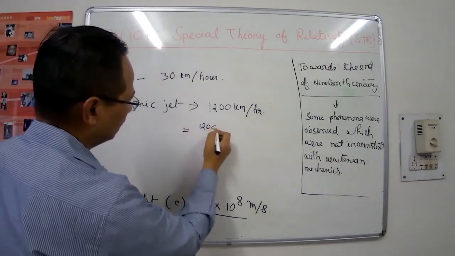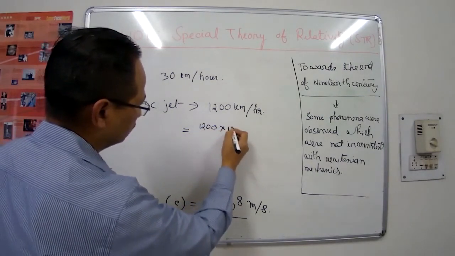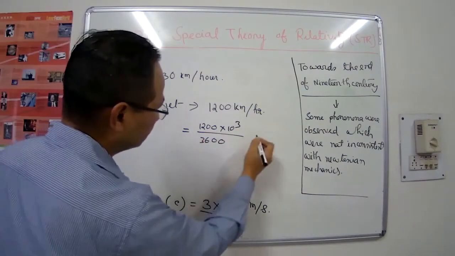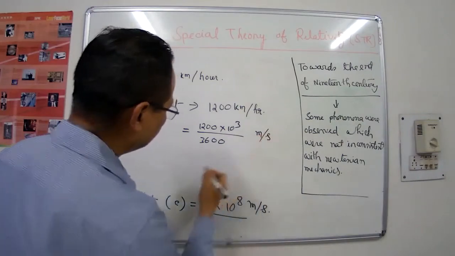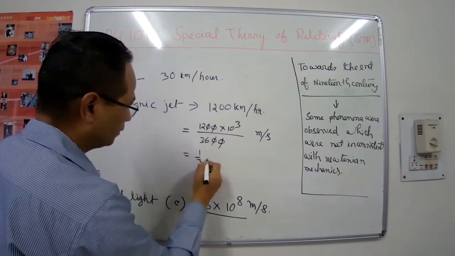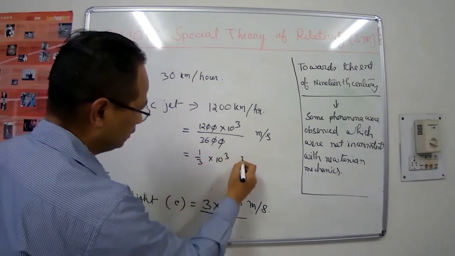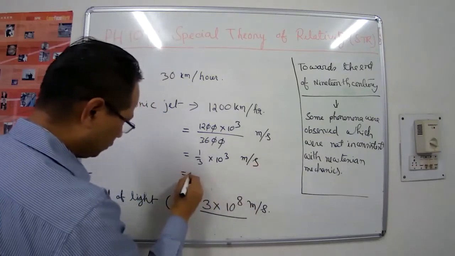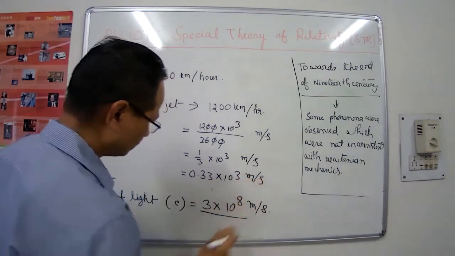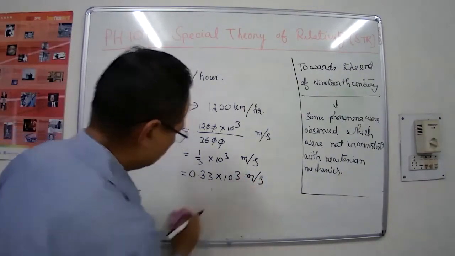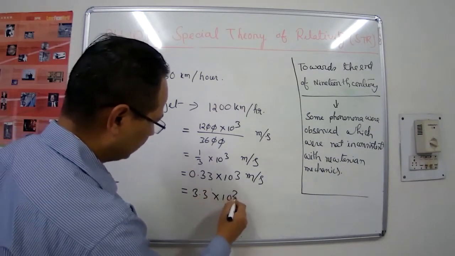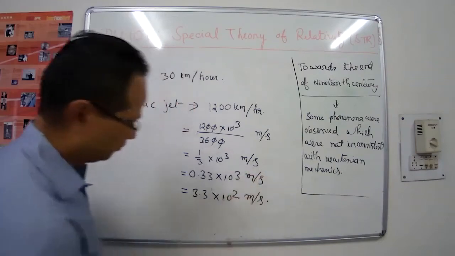This 1200 I convert to meter, so 10 power 3, and divided by 3600. This is meter per second. So I cancel it. This is about 1 by 3, 10 power 3 meter per second, which will be 0.33 into 10 power 3 meter per second. And this comes out to be, let's say, 3.3 into 10 power 2 meter per second.